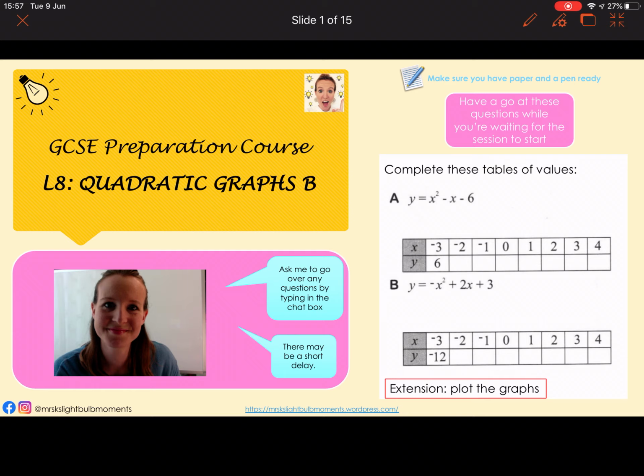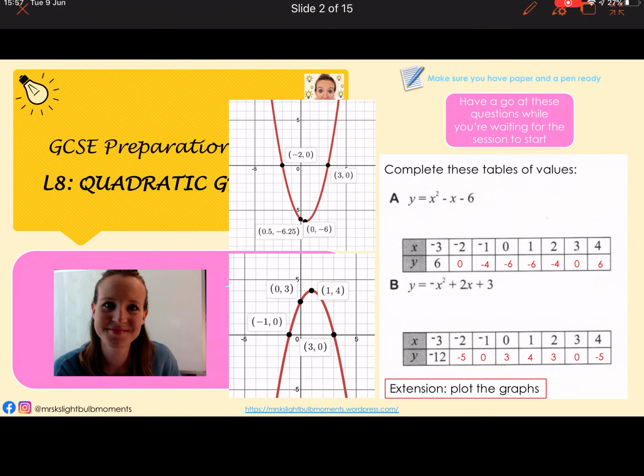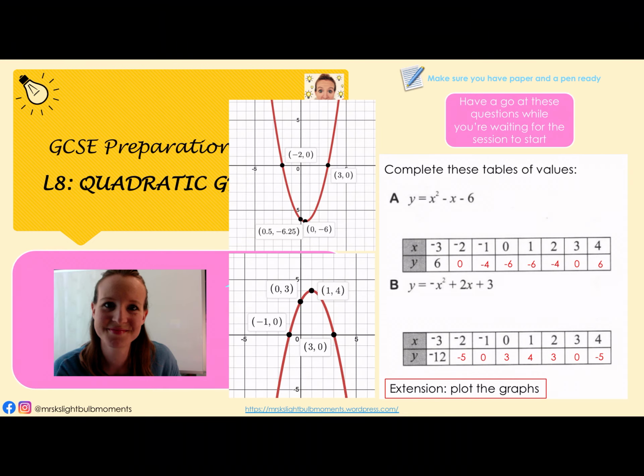If not, then you do have to do it by hand, it's not a problem, but just be careful with your substitution. I'm going to put the answers up now. All the answers are coming up together, so you've got the answers for table A, for table B, and their graphs. So the extension was to plot or sketch the graphs, and those are the graphs with turning points and intercepts marked on. So have a little check of what you've got against them.